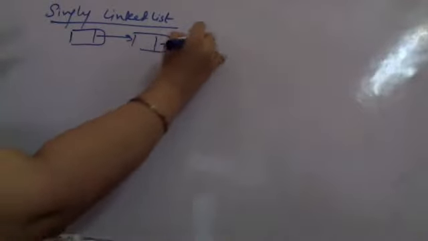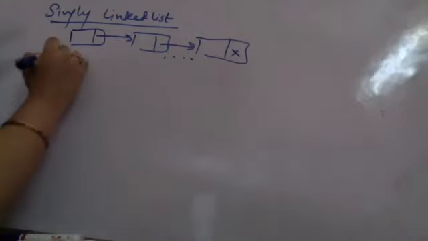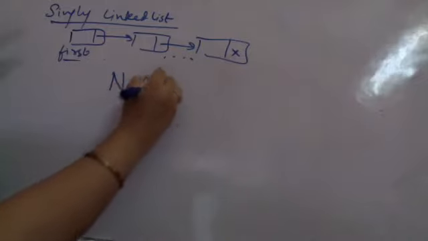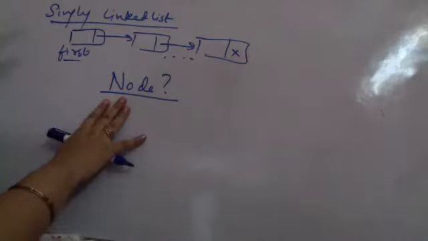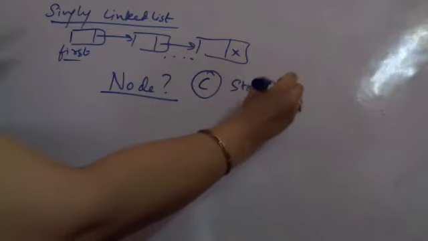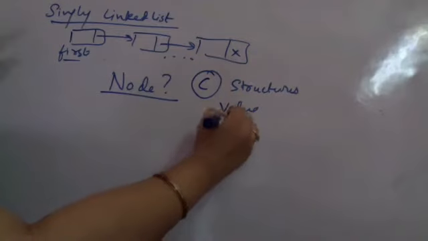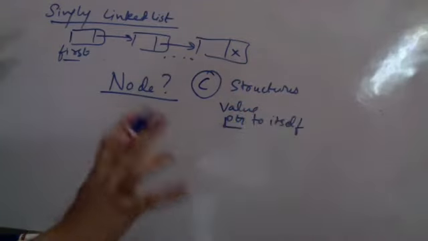So singly linked list is having a node pointing to another node, pointing to another node, pointing to last node, and the last node points to nothing. And we have first. So सबसे पहले हमें सीखना है कि how do we create a node? Create a node के लिए in C language we use structures. So I'm going to create a node with a value and a pointer to itself. अपने आप जैसे डेटा को पॉइंट करना है उसे.